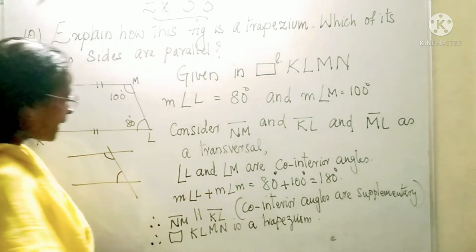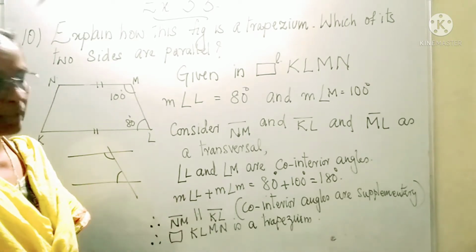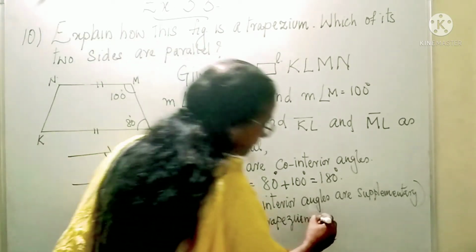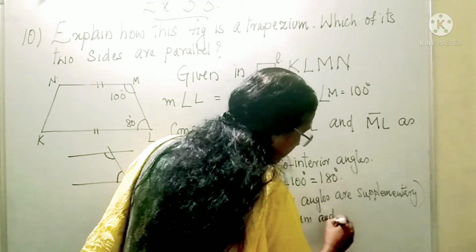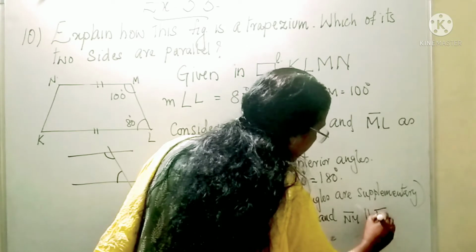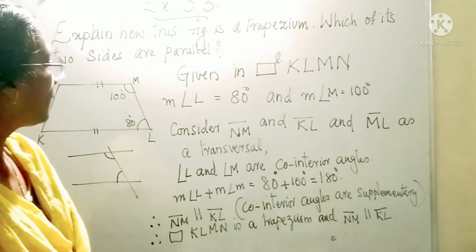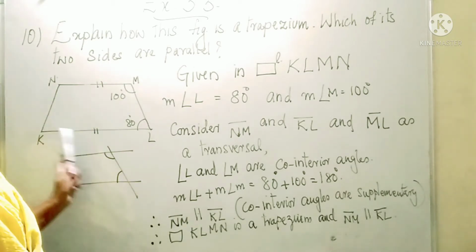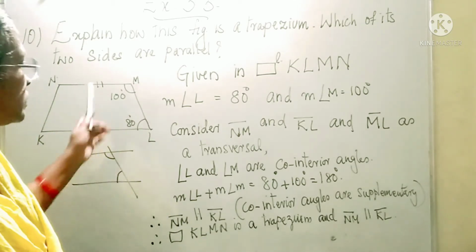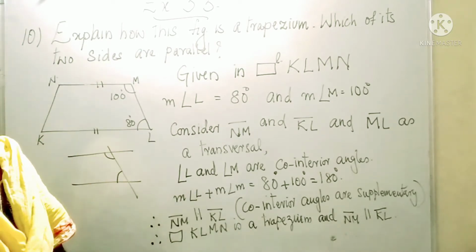Which two sides are parallel? We have already written it. NM is parallel to KL. So, what did we do? We considered these two lines as normal lines, two simple lines. And this is considered as a transversal.